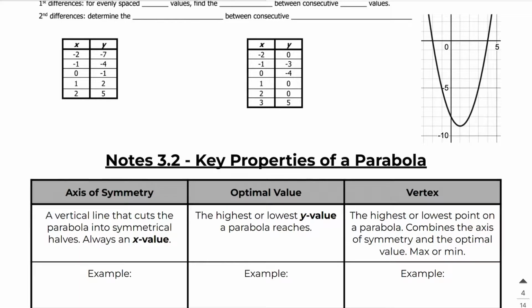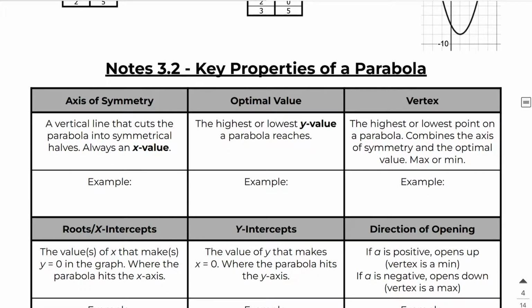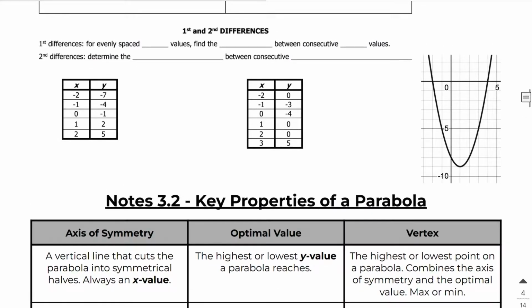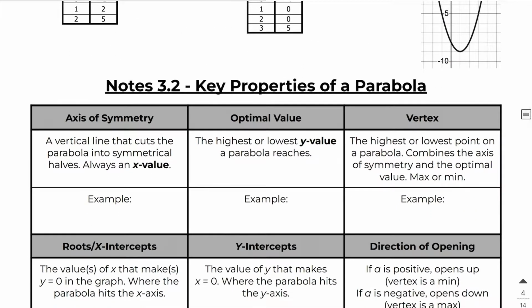Hi people, notes 3.2 are on key properties of a parabola, and if you notice there are 6 different key properties that we're going to talk about. They're defined for you, and then we're going to use this graph up here to help us with our examples. So the first key property is the axis of symmetry.